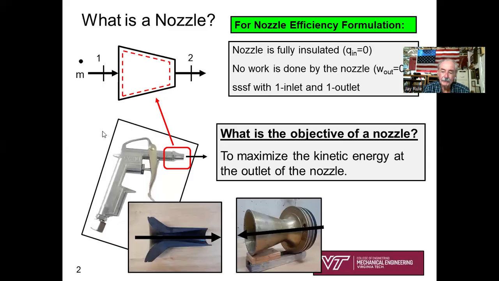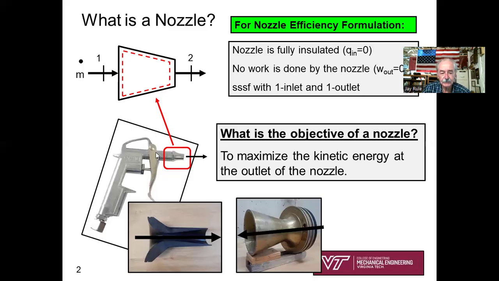And so what's the objective of a nozzle in the first place? The objective of a nozzle is to maximize the kinetic energy at the outlet of the nozzle. In examples, both of these are rocket nozzles for missiles. And so the more kinetic energy you have at the exit, the more thrust you have to push the missile through the air.